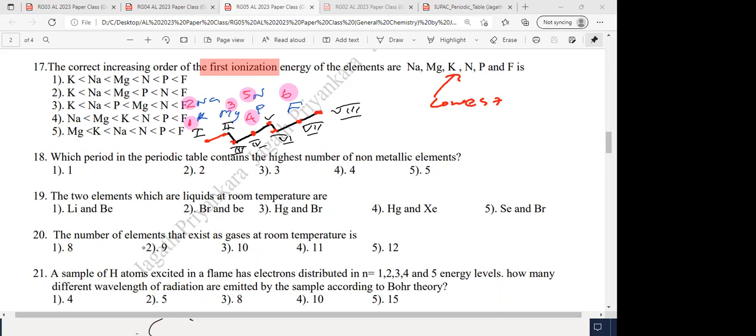Okay, all of you are correct. Second time Chaniti also gave the correct answer. Question number 18. Okay, Seshan already gave the answer. What about the others? 18th one: which part of the periodic table contains the highest number of non-metallic elements? Yes, which one?